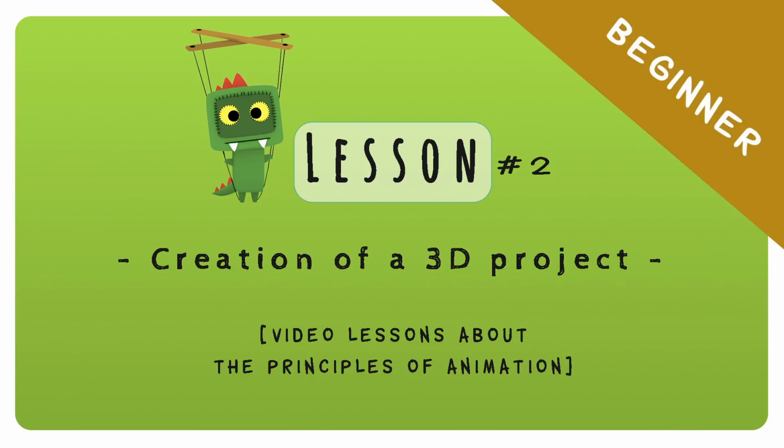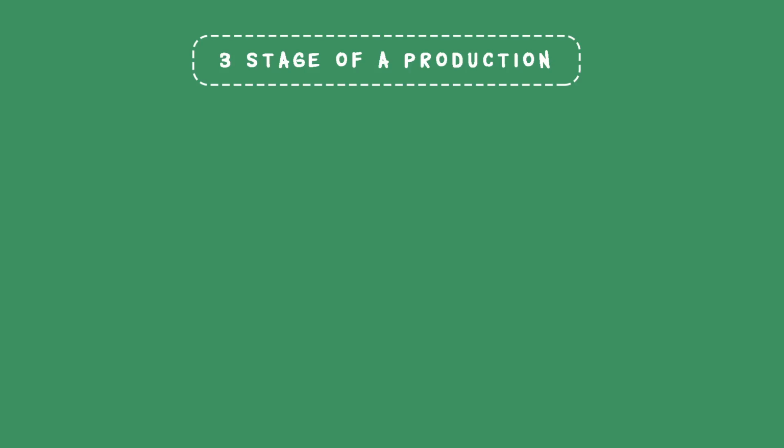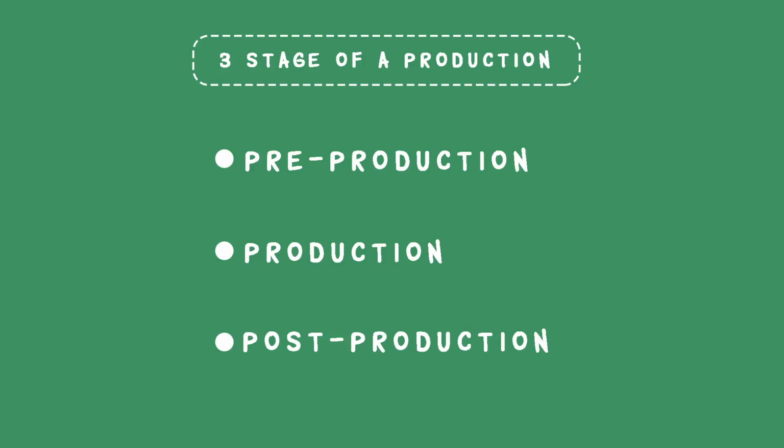Let's go for a very fast tour in the phases that make up the creation of a 3D project. I make this video for those that have no idea of the process to create a 3D movie, TV series or commercial. This process is classified in 3 different stages: pre-production, production, and post-production.